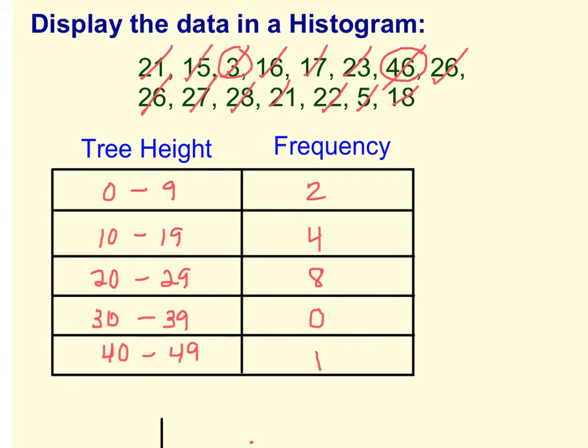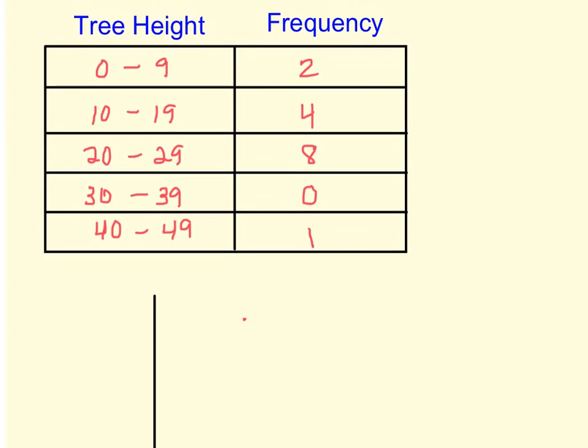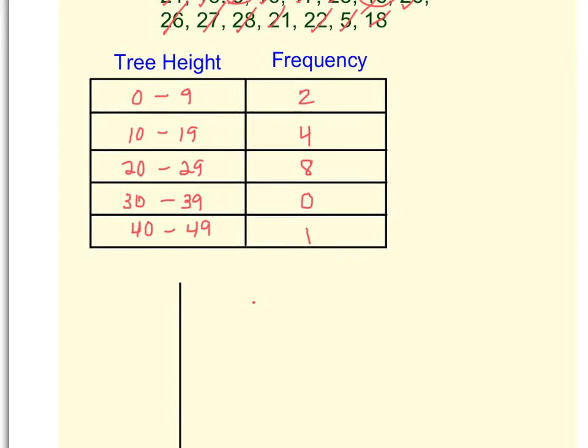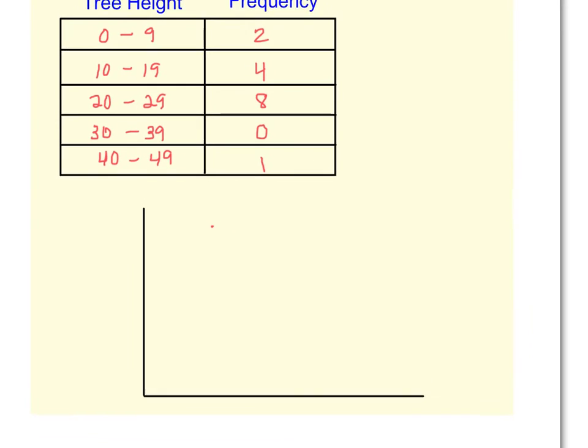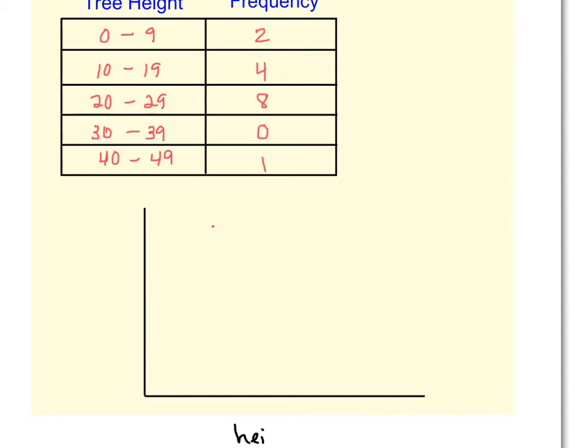So what you're doing is you're dividing your data into equal intervals. That's this column for tree heights, and then you just want to count up and see how many numbers fall into each of those ranges. All right, so to translate that into a histogram, we're going to have the tree height along the bottom, and that frequency always goes along the left side. It's a little bit sloppy.